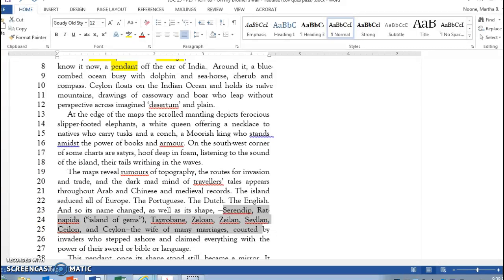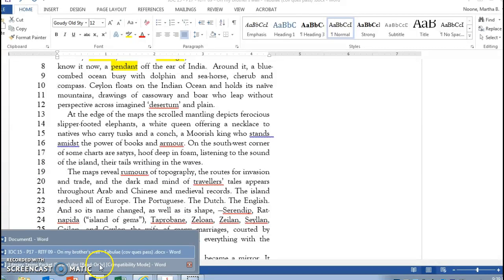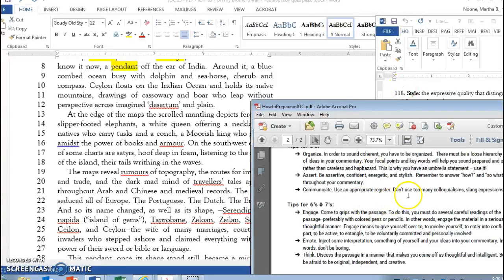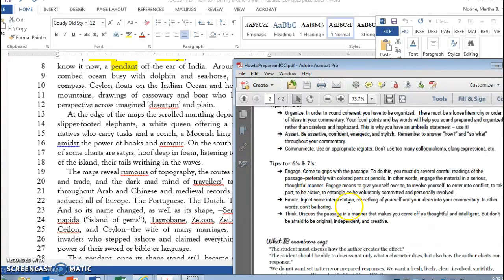I'm running out of time. I'm just about hitting 5 minutes. But again, I would have the literary terms packet open. I would have how to prepare an IOC. I would look at this, engage. I've just come to grips with the passage. I have some good ideas about it. And then I'm going to feel something about it.